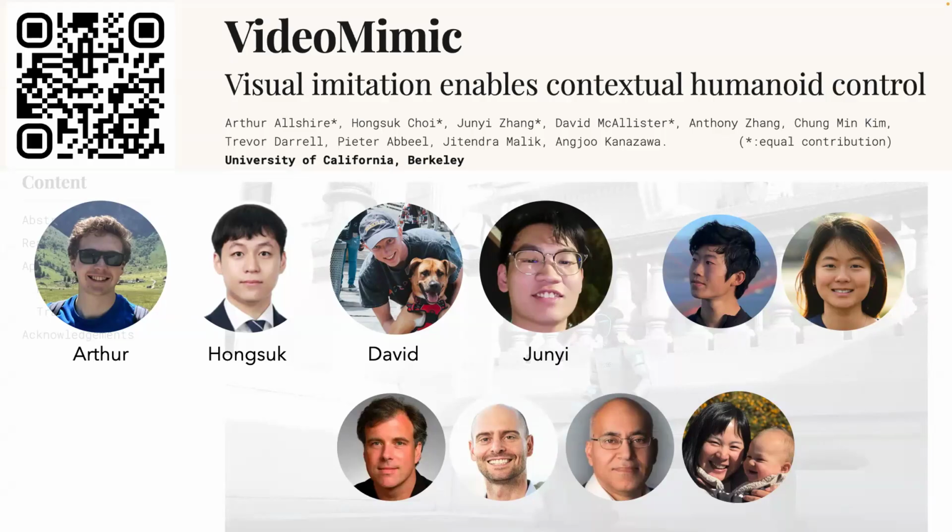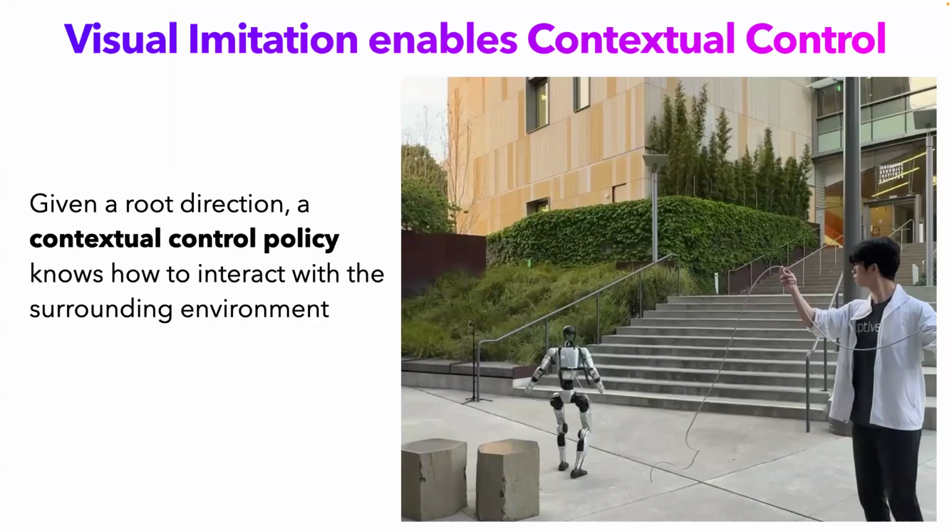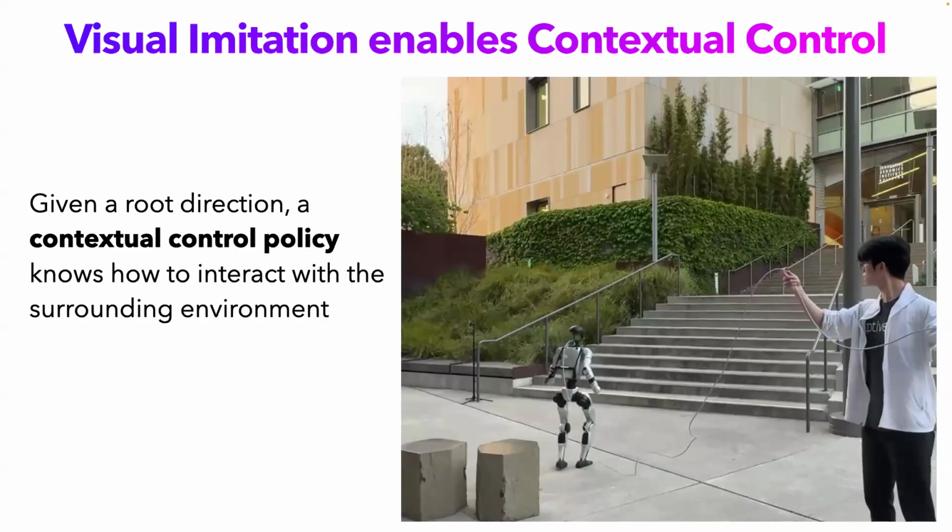One thing about this is that it's sim to real, but the idea that I think is really cool is that we titled our work Visual Imitation Enables Contextual Control. Okay, what is contextual control? What I mean is that given a root direction, I want you to go forward, the robot figures out how to interact with the environment. So if I go forward and there's a chair, it will shimmy up and sit on it. If there's a staircase, it will figure out how to do it on its own.